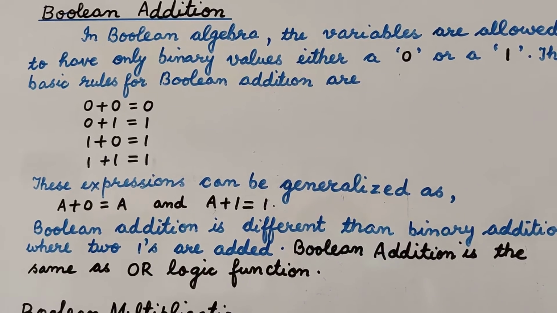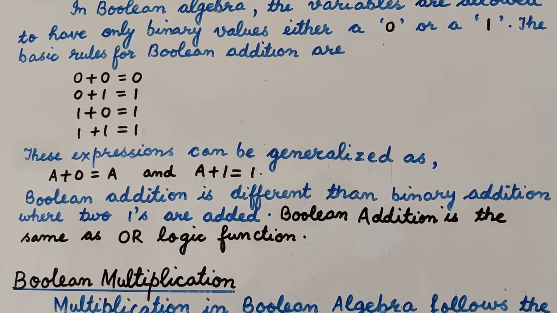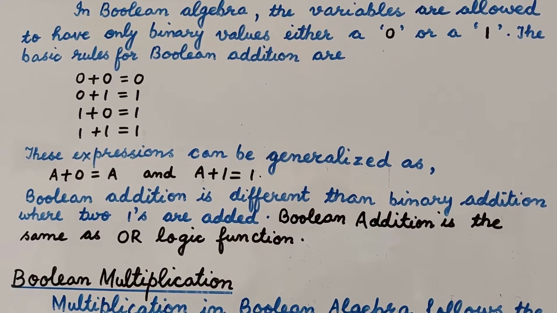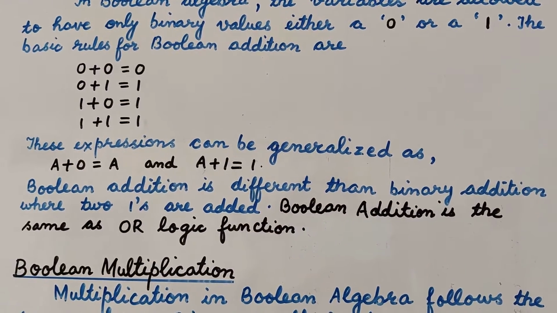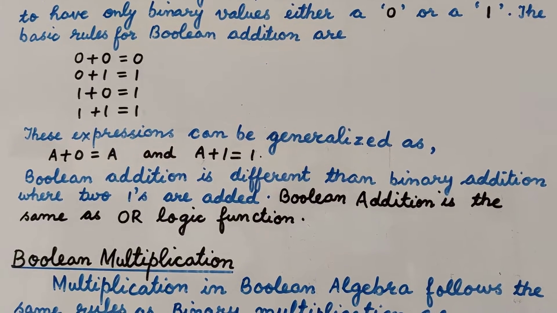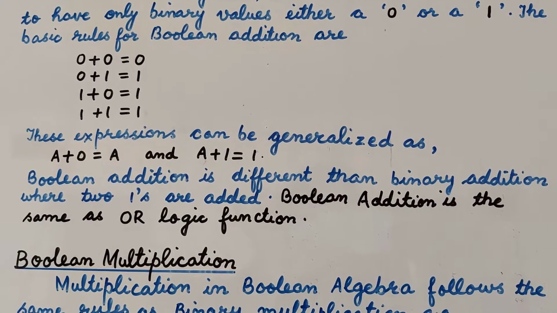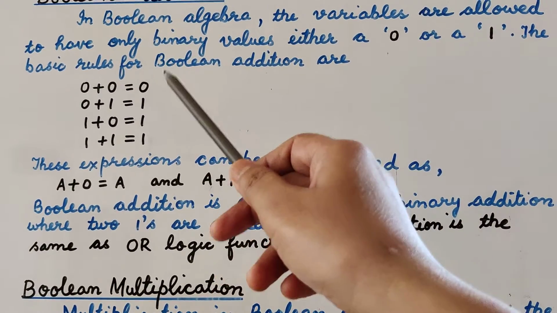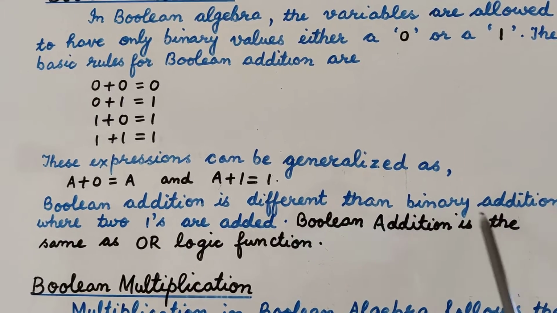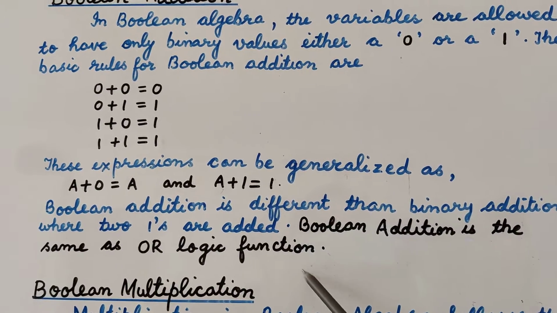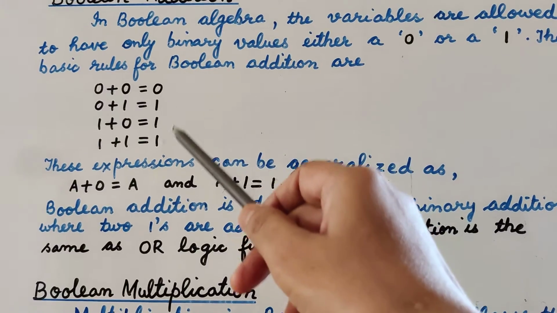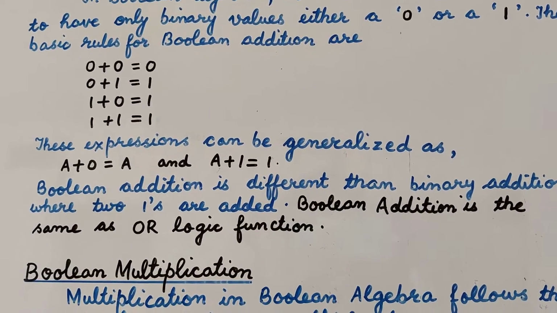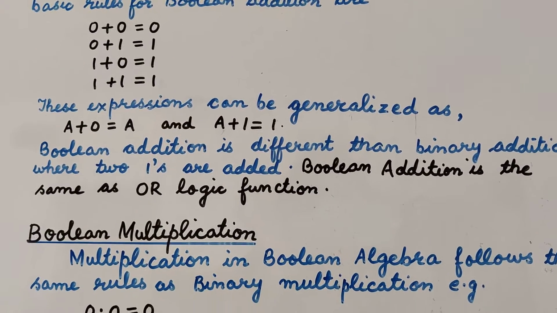However, the Boolean addition is different from binary addition. In Boolean addition, 1 plus 1 is 1, whereas in binary addition, 1 plus 1 is 10. So, we can say that Boolean addition is different than binary addition. Now, from these expressions we find that the Boolean addition is the same as the OR logic function, because we find from the results that this is the same as the OR logic function.